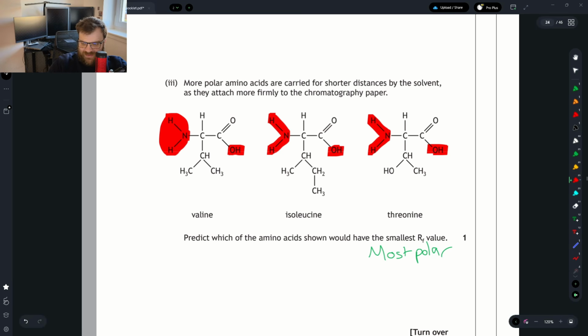We've also got a carbon to oxygen bond, which would allow for permanent dipole to permanent dipole. However, they are the same in all of them, but this one also has a third position where hydrogen bonds could form. So it would be the most polar, and then that would be the one with the smallest value. So threonine, however you want to say it, would be the correct answer there.